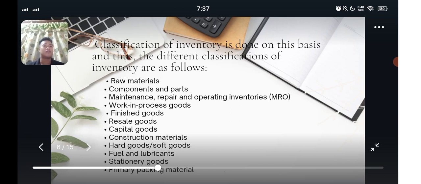Next one is finished goods. Finished goods are what remain after raw materials have been fully transformed into the desired outcome. These products are offered for sale and shipping.